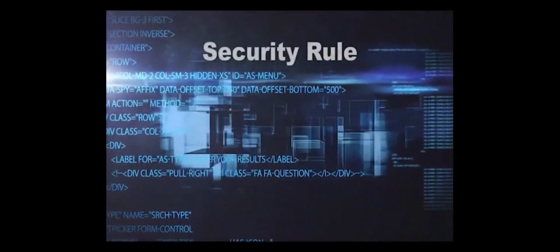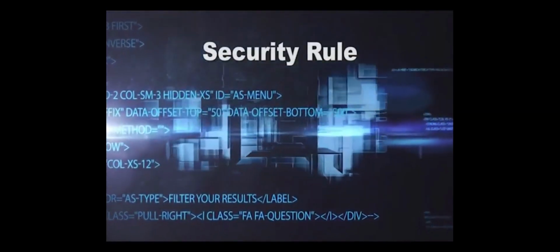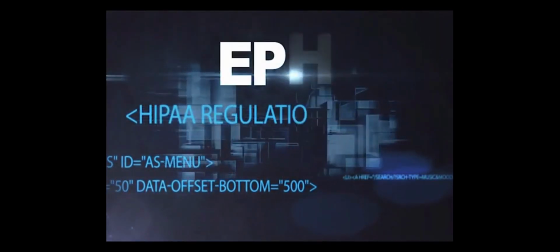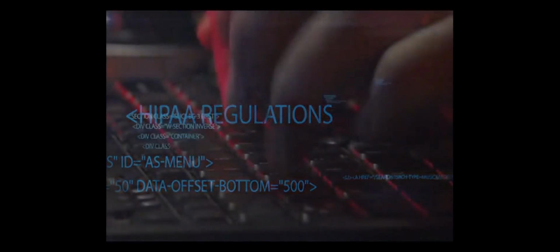The HIPAA security rule deals with protecting the confidentiality and integrity of PHI when it is in electronic form, also known as ePHI. The rule is intended to prevent ePHI from being accessed by unauthorized persons or otherwise tampered with. To accomplish this, the security rule requires the use of administrative, technical, and physical safeguards on the part of entities that have custody of this information.